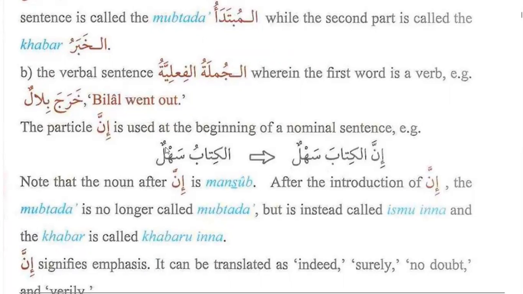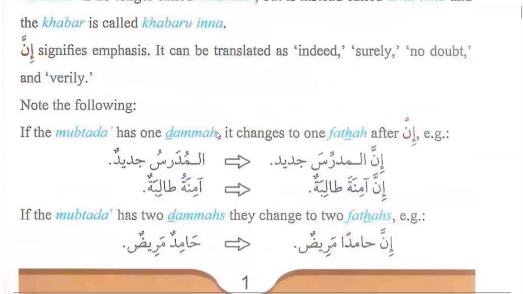Then in this jumlatul ismiya, al-kitabu sahlun, al-kitab is called mubtada and sahl is called khabar. But after the addition of inna, the word al-kitab is called ismu inna. So we cannot say that this is mubtada of the sentence, but we will say it is ismu inna. And we can't say sahl is khabar here, but we will say it is khabaru inna. It is the khabar of inna. It is the ism of inna. So their name also changes after the addition of inna. So you will learn these things.